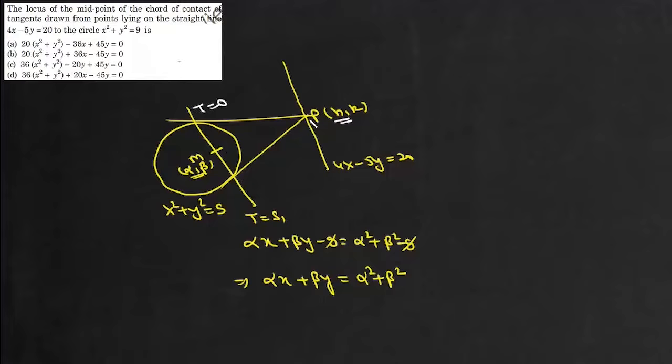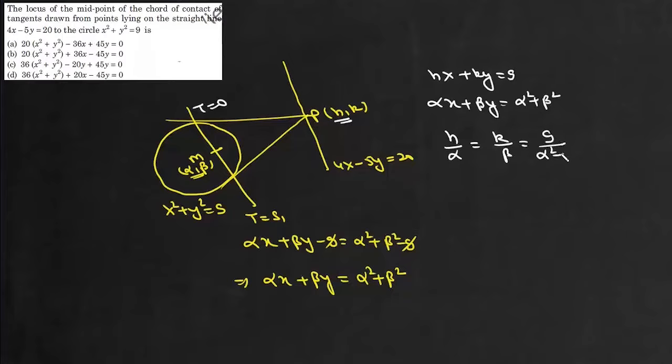So for this point we have to find t equals 0. Now t equals 0 is hx plus ky equals 9. Now both these equations, alpha x plus beta y upon alpha square plus beta square, they represent the same line. That means h upon alpha equals k upon beta, and will be equal to 9 upon alpha square plus beta square. So from here we can write h as 9 alpha upon alpha square plus beta square, and k as 9 beta upon alpha square plus beta square.